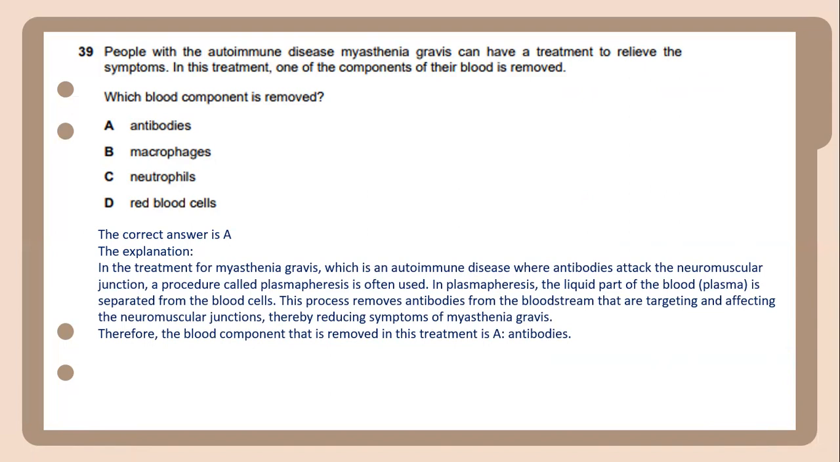The correct answer is antibodies, because in myasthenia gravis, which is an autoimmune disease, antibodies attack the neuromuscular junction. The procedure called plasmapheresis is often used. In plasmapheresis, the liquid part of the blood, plasma, is separated from the blood cells, and the process removes antibodies from the bloodstream that are targeting and affecting the neuromuscular junctions, thereby reducing symptoms of myasthenia gravis. So the answer will be antibodies.